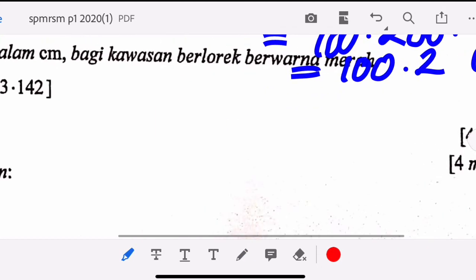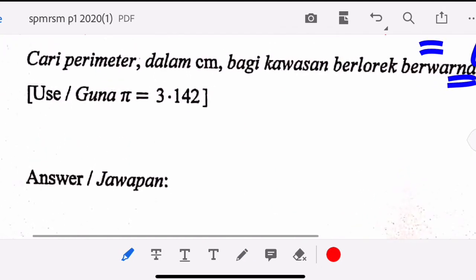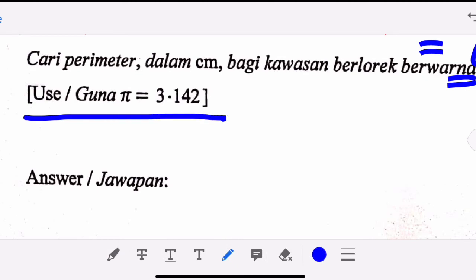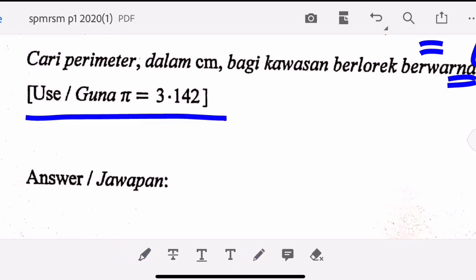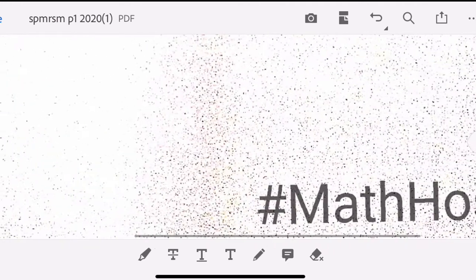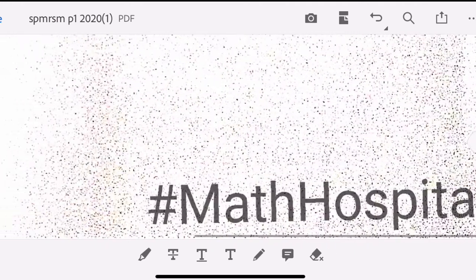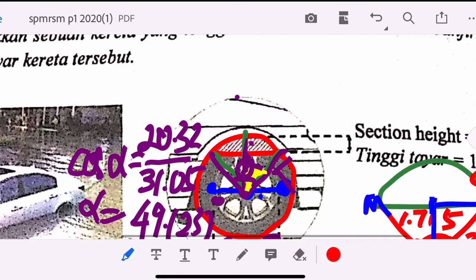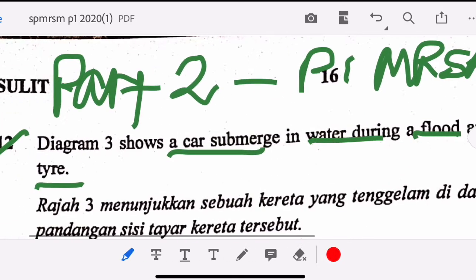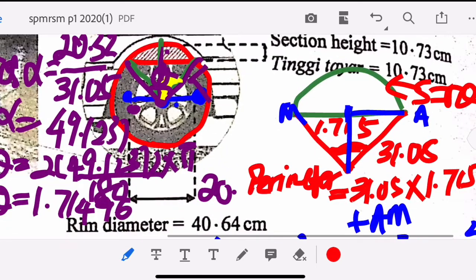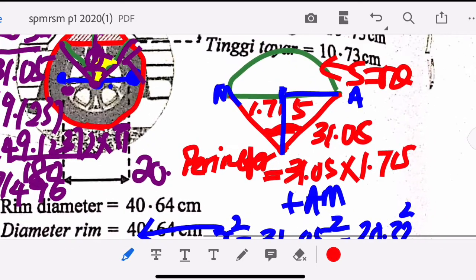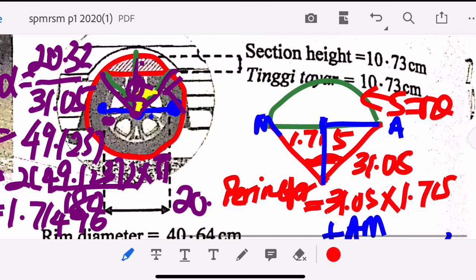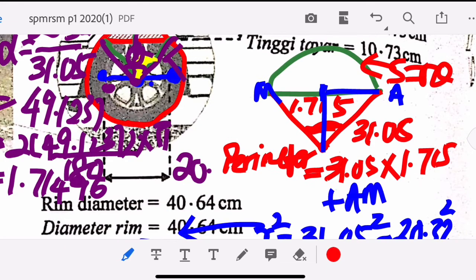Okay, so let's proceed to the next one. Yeah, we have to follow instruction. Use pi given 3.142. Alright, so let's proceed to the next question. So we have discussed the circular measure. So I'm sure this is a hot question. You shouldn't have problem. So basically you just find the perimeter of the segment, right?